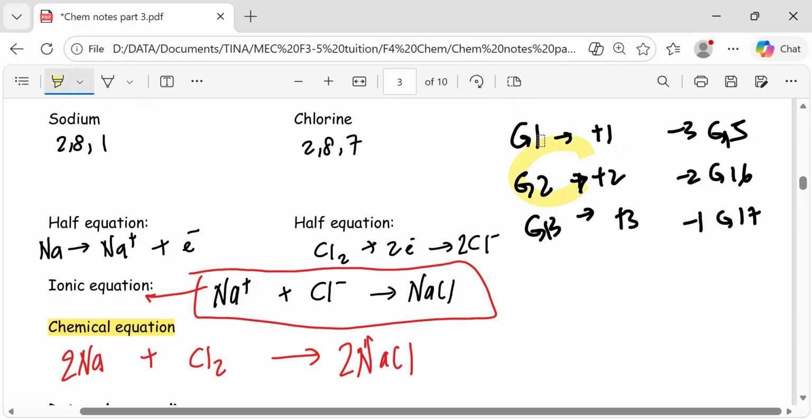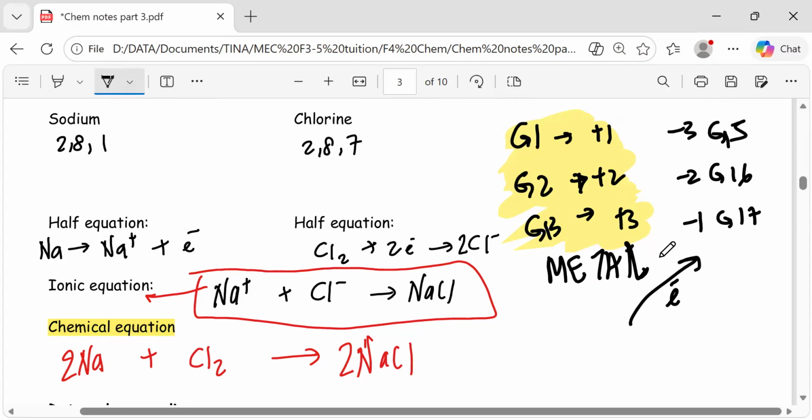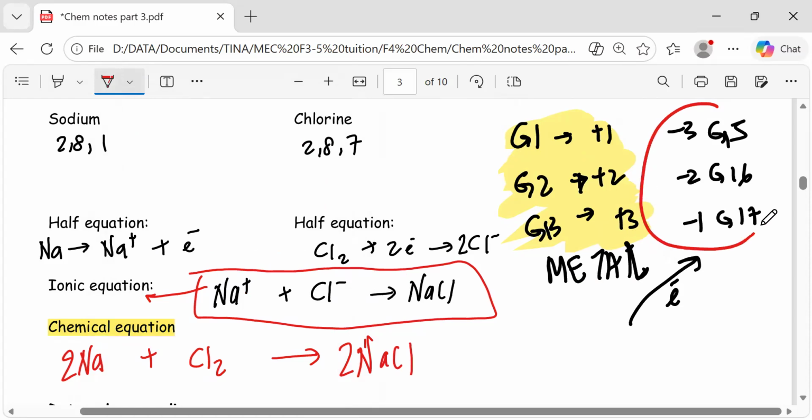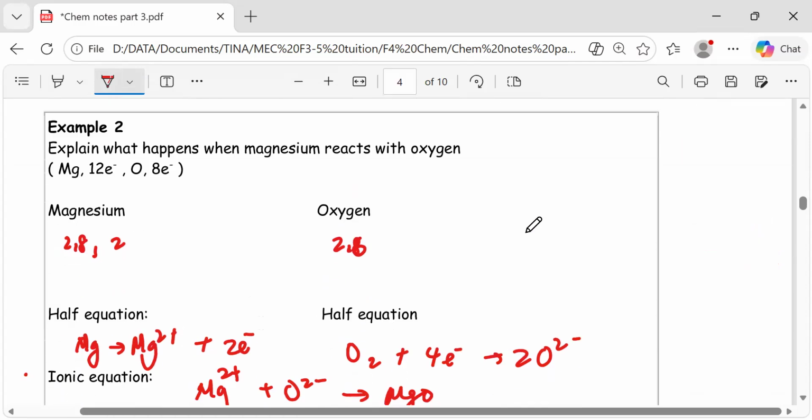And this whole group is what? A metal. And what happens to the electron? Share or transfer? This is a metal, transfer to the non-metal. All right. Now we go to the next one.